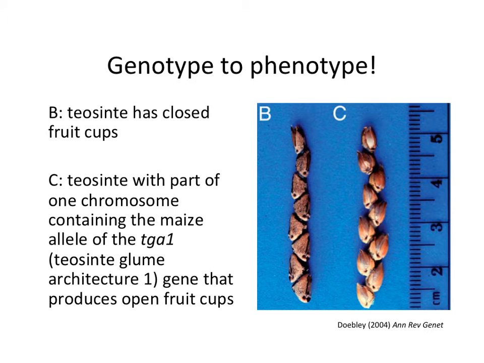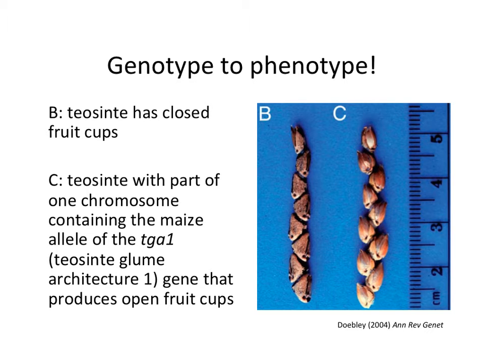So this is an important point because what we're doing here is we're going to look at how genotype tells us something about phenotype. This is a really cool example. So again, we've got teosinte panel B here on the left side. It has these closed fruit cups. So the fruit itself, the corn, is totally enclosed by a really hard capsule.